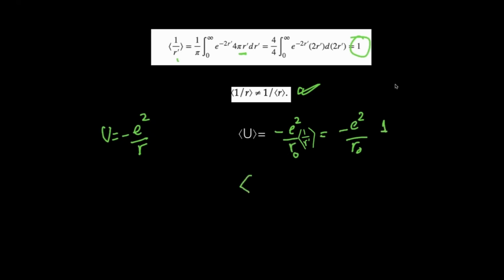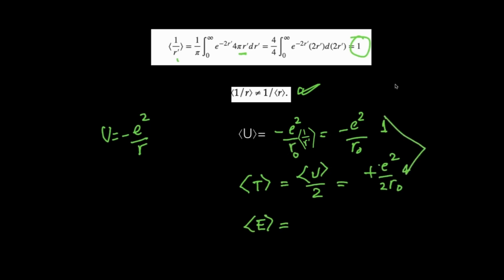Kinetic energy, we can't use this calculation, but you can use the virial theorem. So kinetic energy is half of that, which is going to be positive e squared by 2 r naught. So total energy is kinetic plus potential. You add these two, it is going to be minus e squared by 2 r naught. I hope I didn't make an algebraic error, but this is 13.6 electron volts.